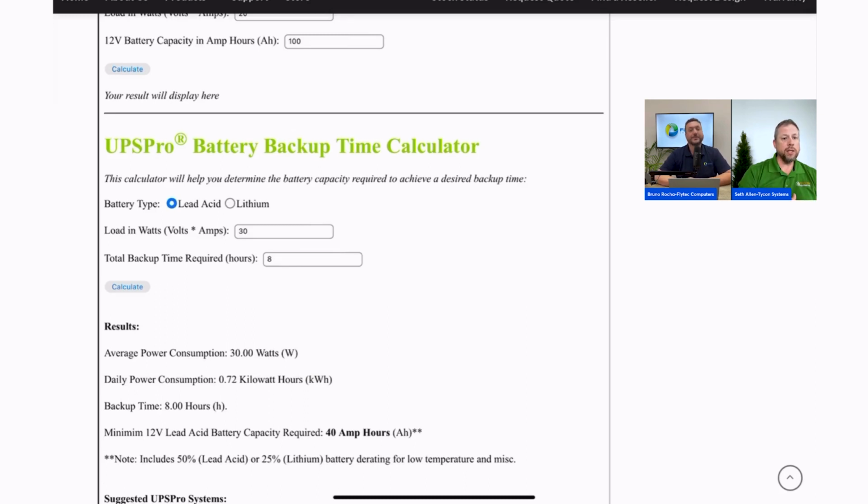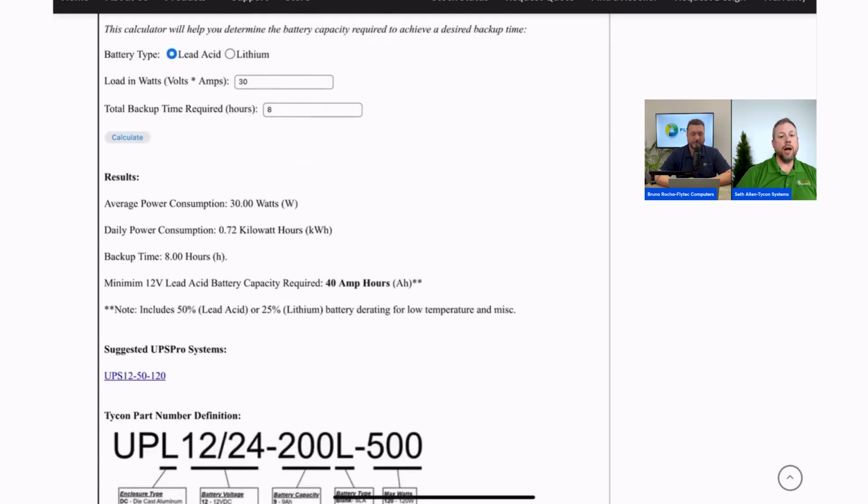We did a video previously that talked about the differences, pros and cons. So let's just stick with lead acid batteries. We hit calculate and our calculator says we need at least a 40 amp hour battery bank. It gives us a suggested system, UPS 12-50-120. What that means is that it's a 50 amp hour battery, and it's capable up to 120 watts. So this will easily get you that 30 watts continuous for 8 hours at a time. Then power comes back on, recharges the battery, fully restored.